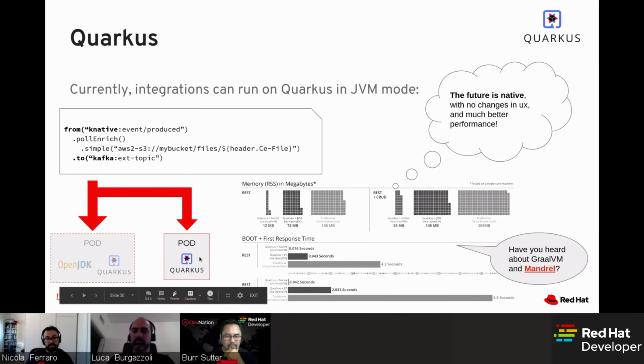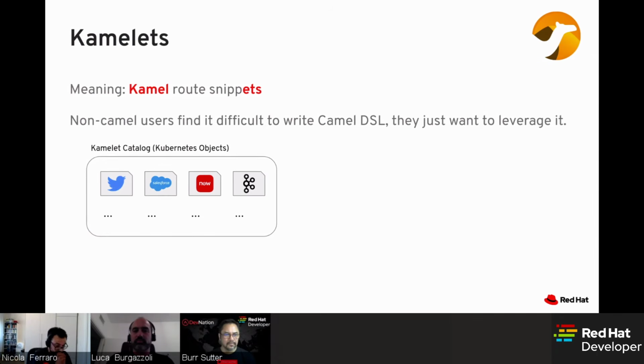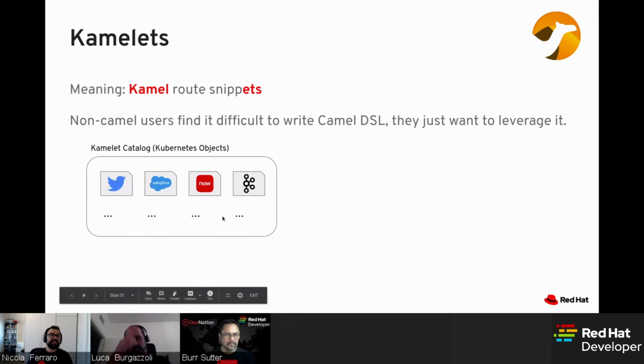But with the Quarkus native compiler executable, you will get it in less than 1 second. So there is this new project that is downstream of GraalVM for compiling Quarkus natively, and it's based on OpenJDK. And we're going to leverage it. Another thing that is really cool, and we are actually currently working on, is the concept of Camelets.